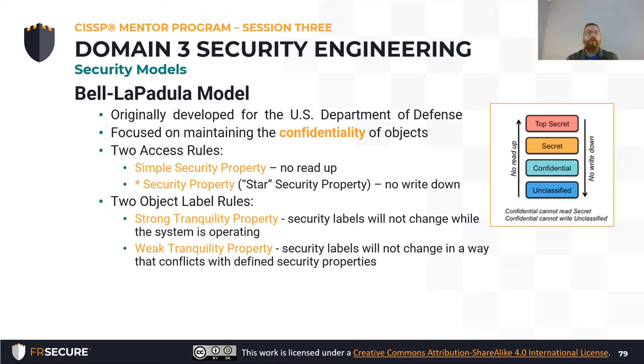So we want to be able to tell the difference of these two. When we're looking at this, they're going to give you a scenario, and they'll say maybe it's an example where Joe cannot read up and Bob cannot write down, right? So why are we maintaining the confidentiality? Again, I cannot have access to information that is classified above my security clearance.